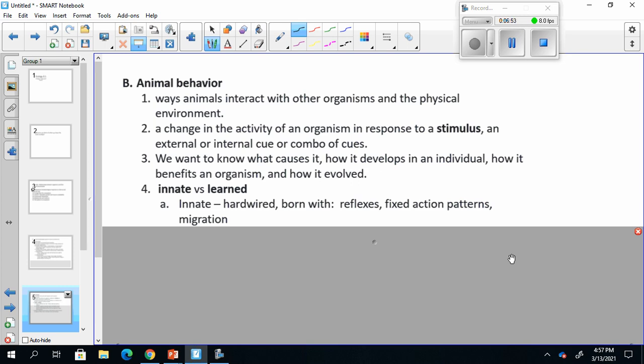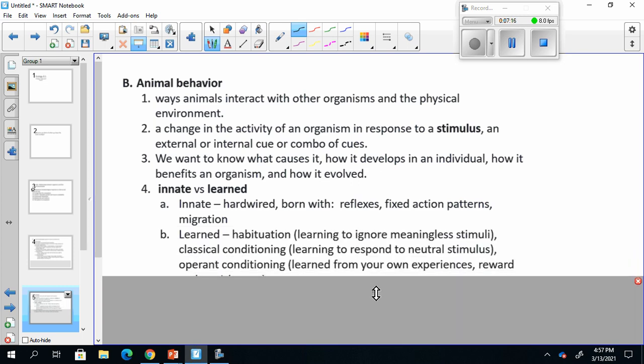Fixed action patterns are exactly like they sound. It's something that you do in a repeated way. It always goes to completion. I'll do a bunch of examples of these in class, but you don't have to think about it. It's instinctual. Migration or any sort of kinesis and movement tends to be instinctual.